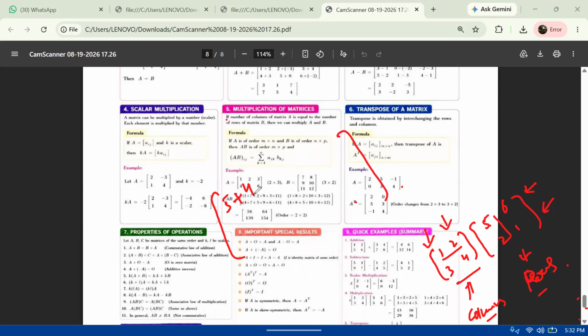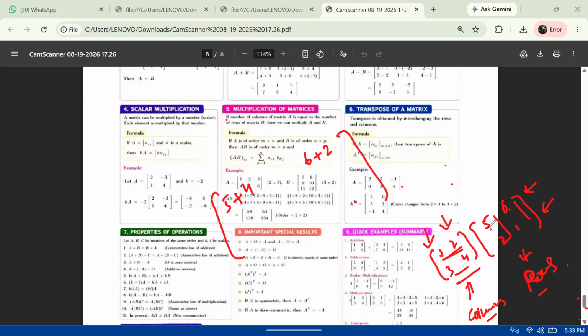And in the same pattern you multiply the first row with the second column. You multiply 1 with 6, it gives you 6, and you multiply 2 with 1, it will give you 2. Now you multiply the first row with the first and second column. Now you multiply the second row with the first and second column.